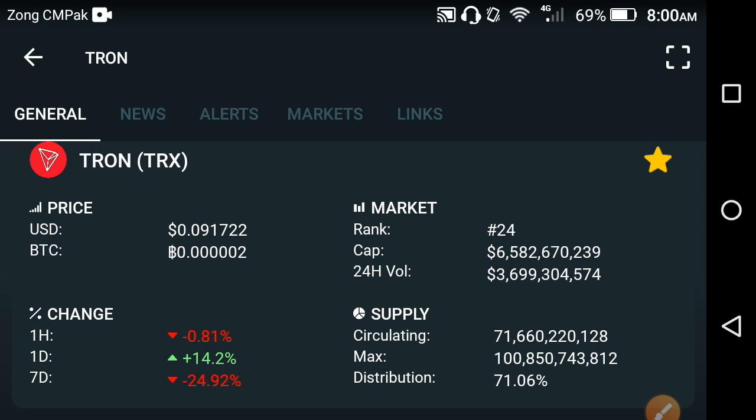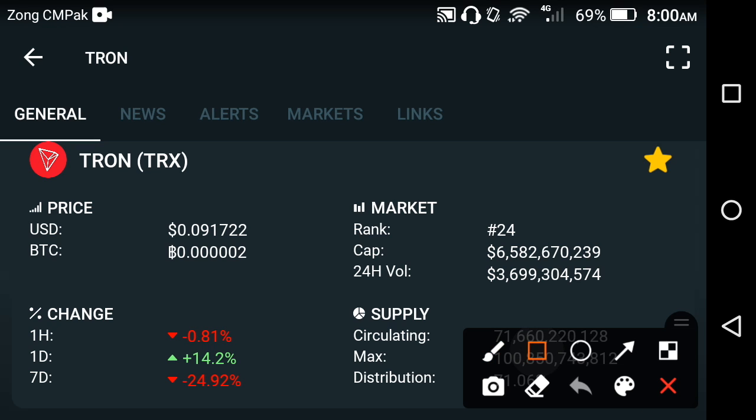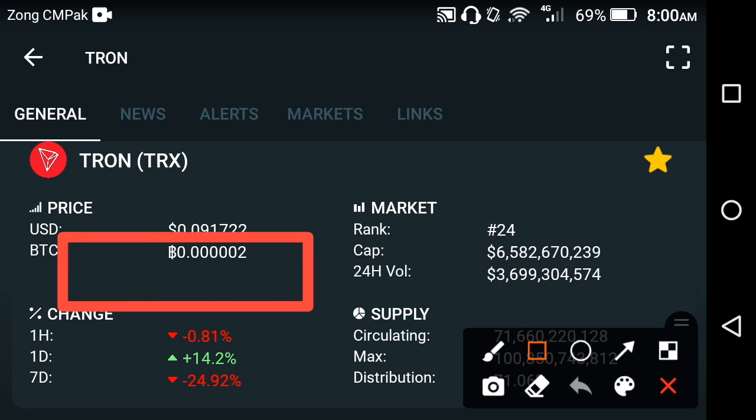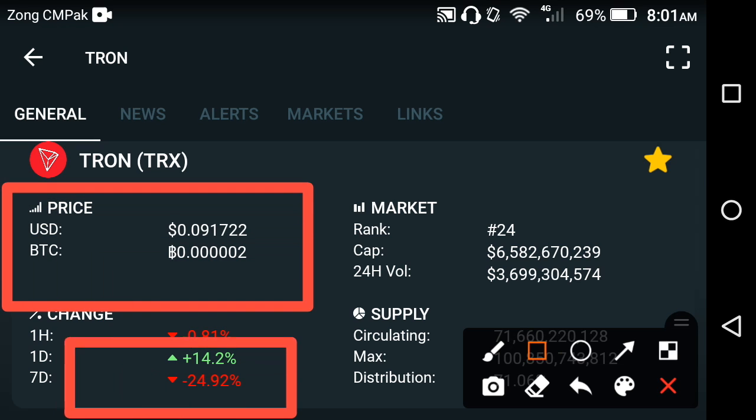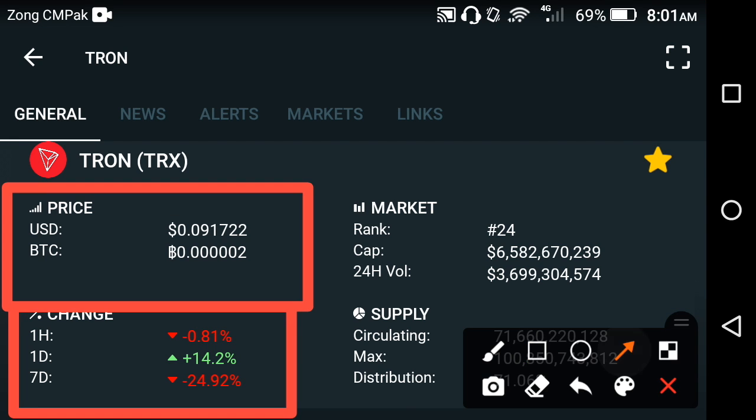The current price of TRX in the market is 0.091722 USD. On the other side, if you look at the price changes in TRX, the last 1 hour, last 1 day, and last 1 week price changes are negative. Only the last 1 day price change is positive, friends.